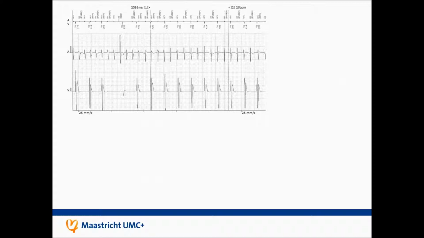This is a device readout, an EGM. When we see a large box, it is 5 millimeters, and that's 0.2 seconds or 200 milliseconds. And 5 large boxes are 25 millimeters, and that equals 1 second.